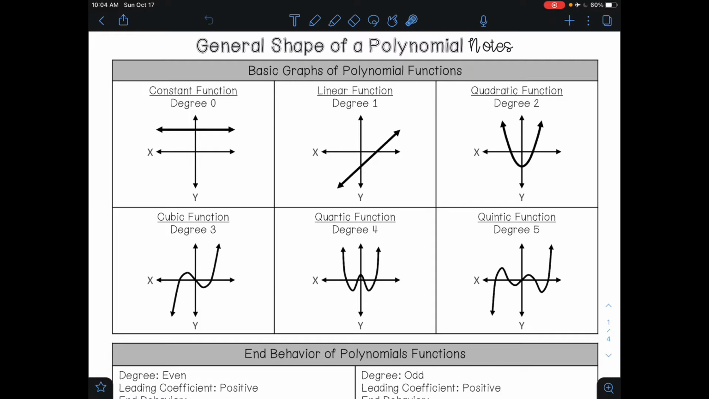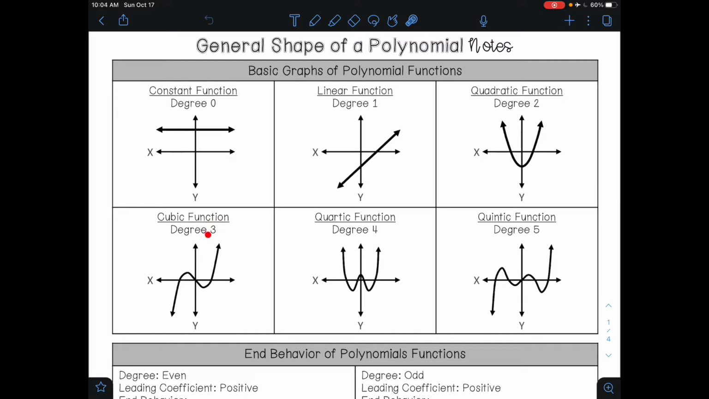Quadratic functions are degree 2. And so that is when you have a parabola. Parabolas will either be upward facing like this, or if it has a negative leading coefficient, then it would be upside down and make an N shape.